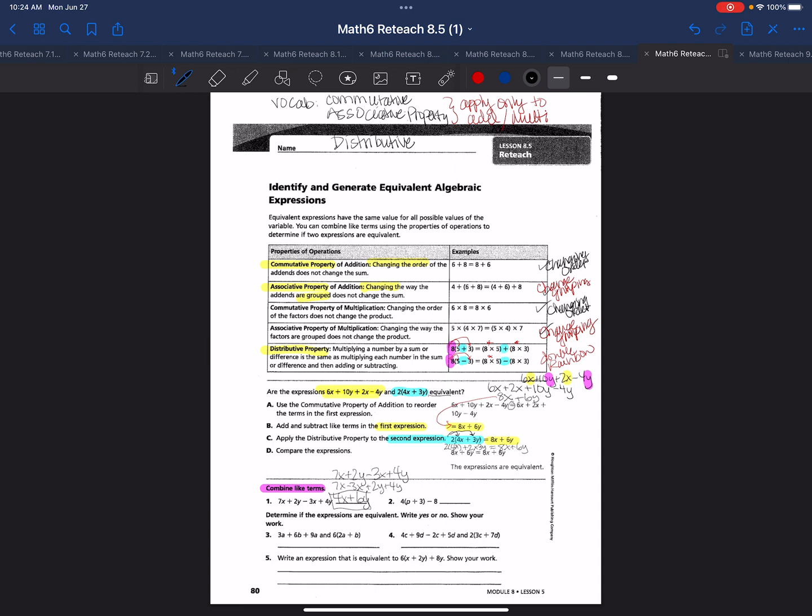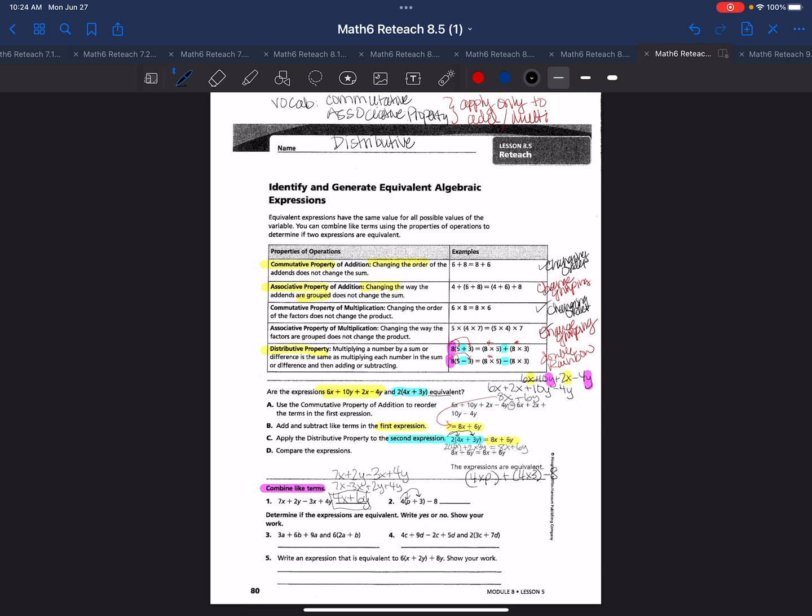And then let's look at number 2. I see I have distributive property. So I have to do distributive property first. So that's 4 times p plus 4 times 3 minus 8.